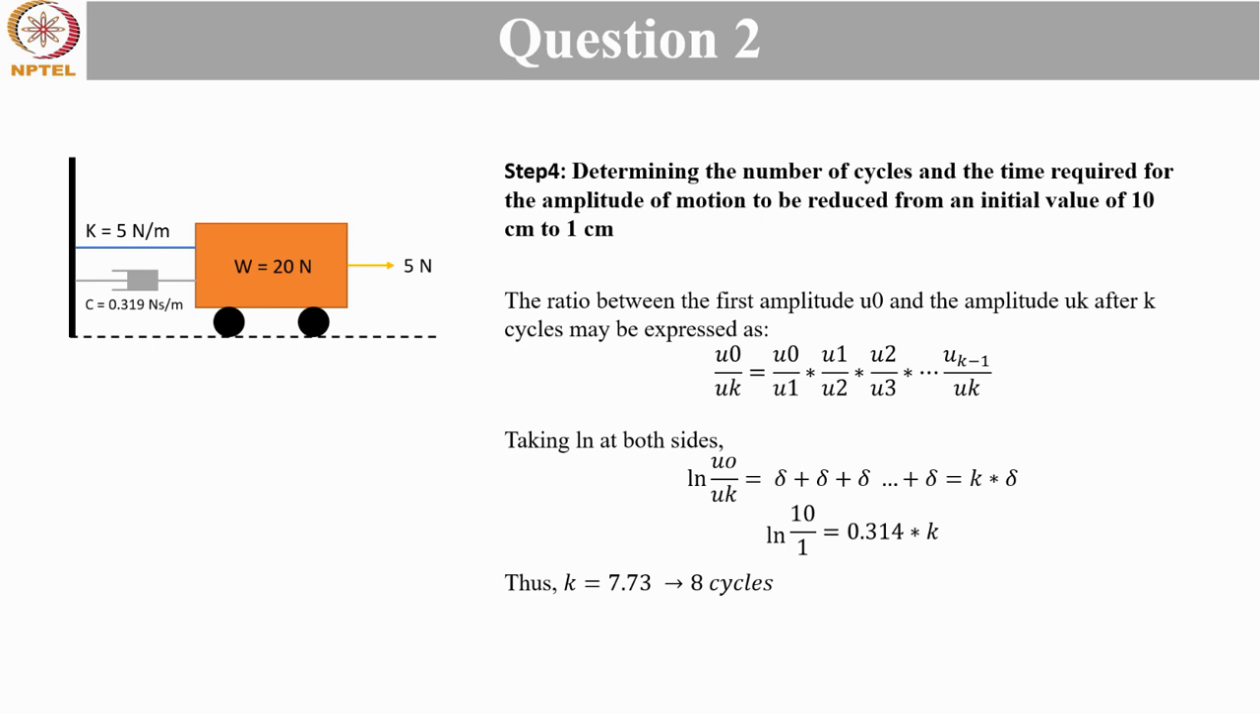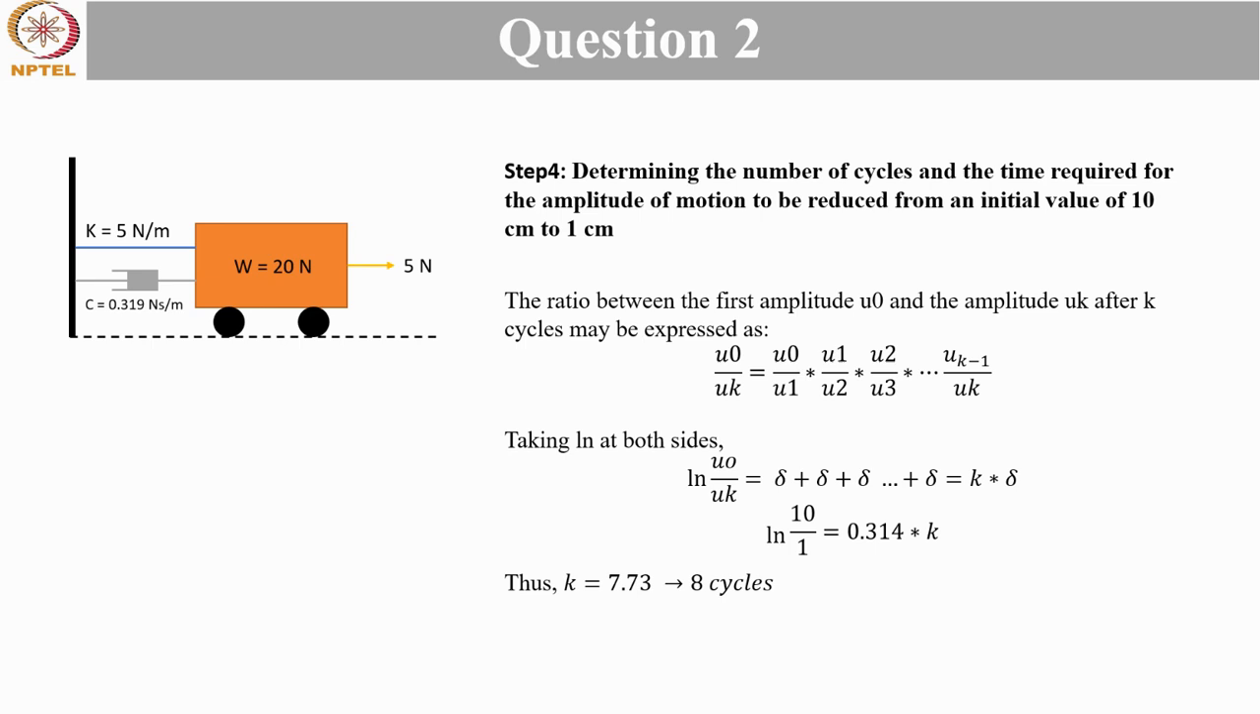Now we know u naught, that is our initial value, which is 10 centimeter, and we know uk, which is 1 centimeter, that is the final amplitude that we want. And we know the value of logarithmic decrement, that is after each cycle how much decrement there is in amplitude. So ln 10 by 1 is equal to k times 0.1314. On solving this, we get k is equal to 7.73, or we can say approximately 8 cycles. So using this, we got to know how many cycles it will take for the amplitude to reduce from 10 to 1 centimeter.